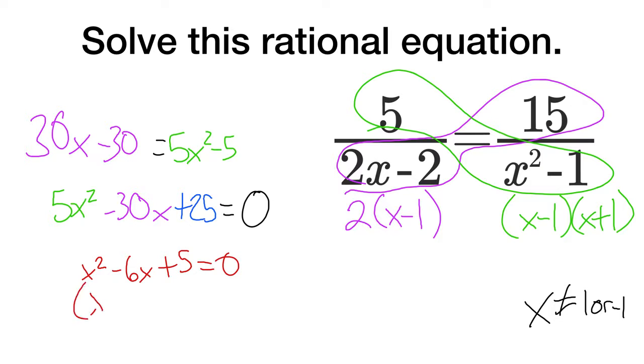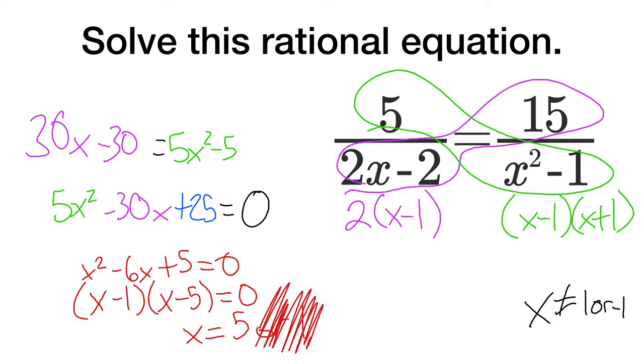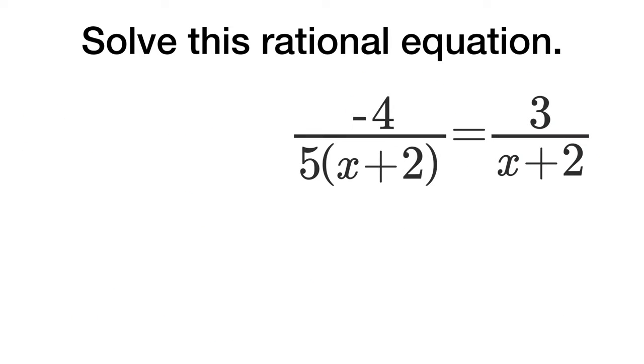Meaning, let's see, x minus 1 times x minus 5 equals 0. X is going to equal 5 or 1. Except, look right here, it can't equal 1, which means x equals 5. That's our answer. Only one that works.